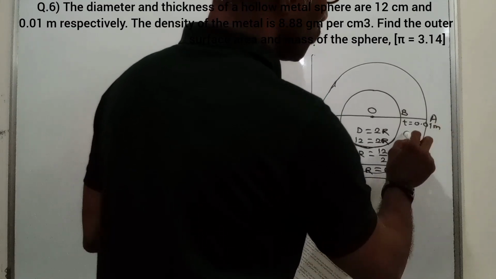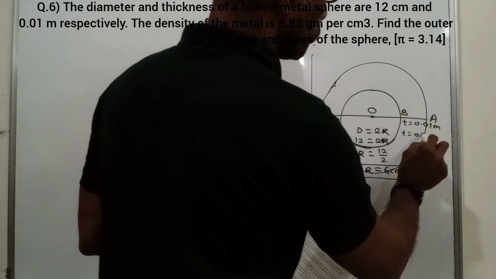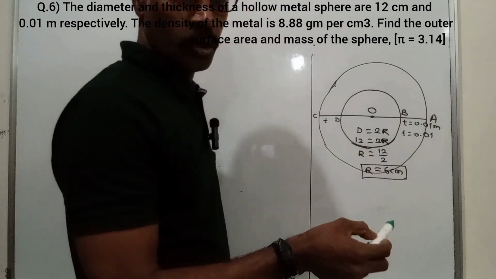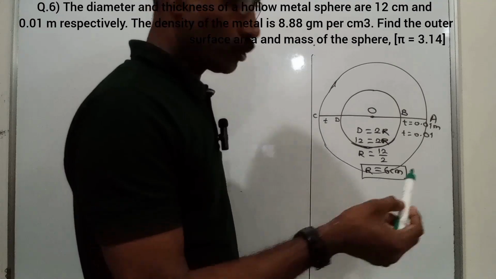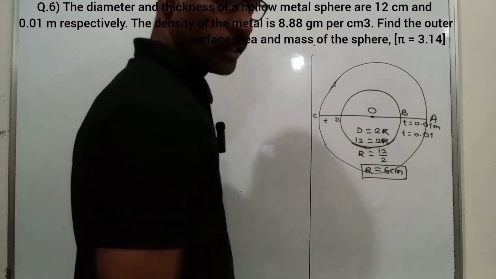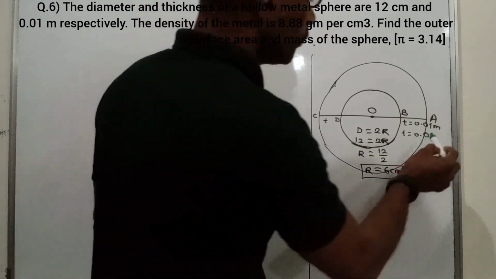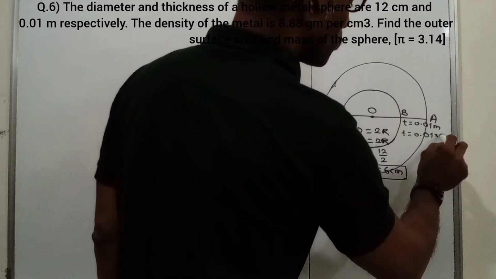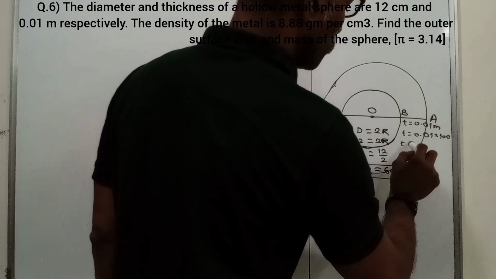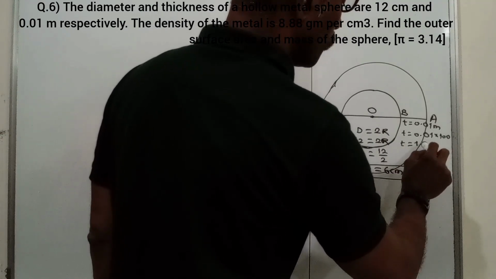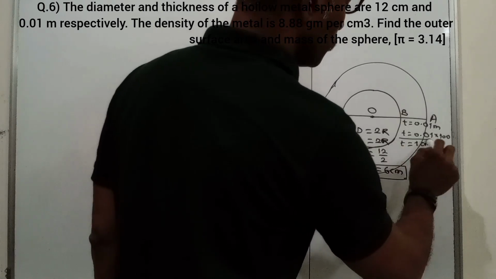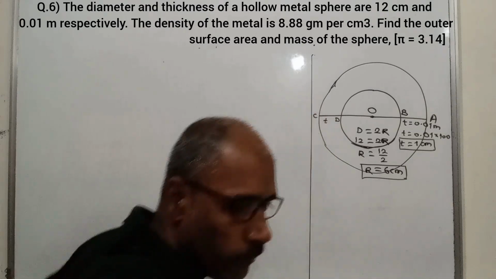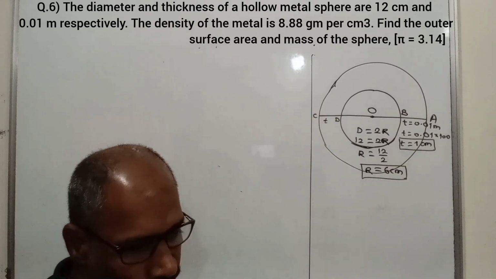0.01 meter. Now this thickness we convert into centimeter, because this diameter is given in centimeter. So we multiply this by 100 centimeter. Therefore, thickness is equal to 1 centimeter. See this carefully. Thickness in centimeter, 1 centimeter.